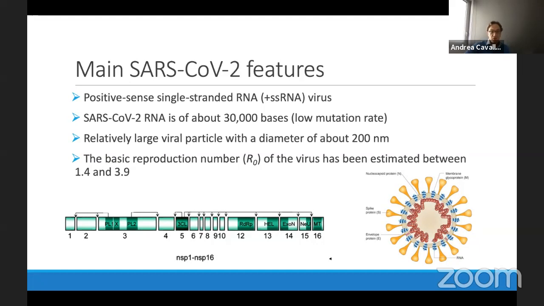Concerning the virus, as mentioned, it is the causative agent of COVID-19. It is a coronavirus, and it is a positive-sense single-stranded RNA virus, pretty large as far as the genetic material is concerned, because the RNA is about 30,000 bases. And also the viral particle is pretty large, with a diameter of about 200 nanometers. Interestingly enough, the initial R0 reproduction number was between 1.4 and 3.9, meaning that one single person could infect up to 4 different people.